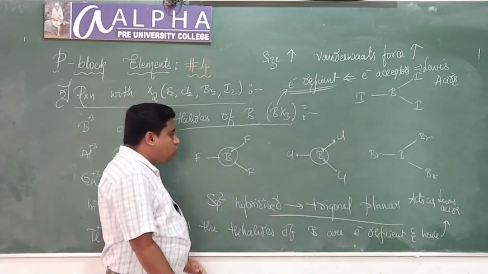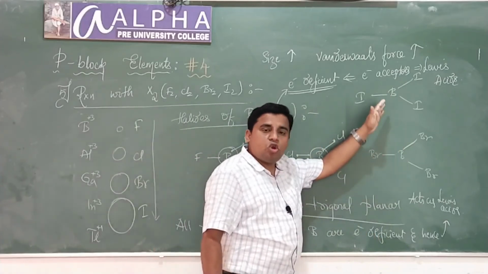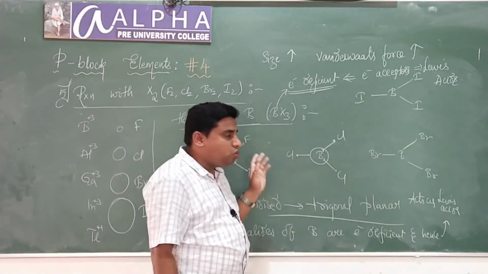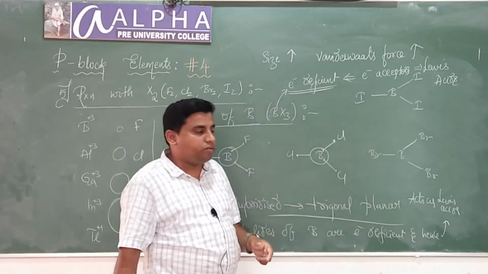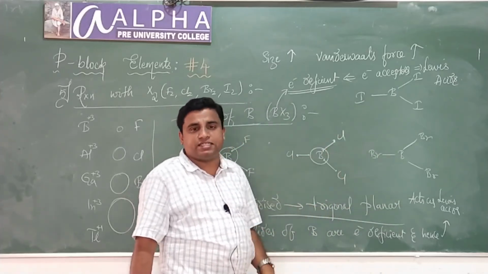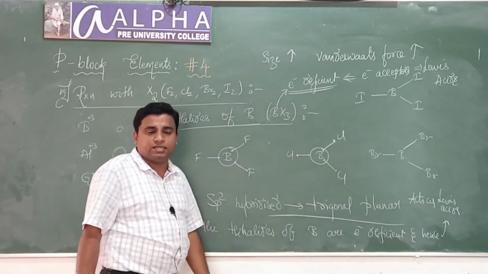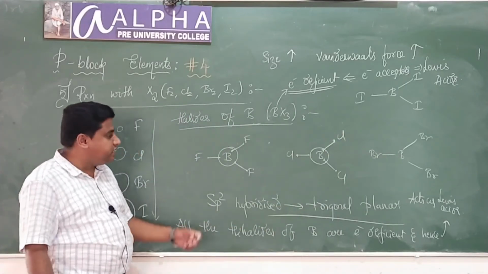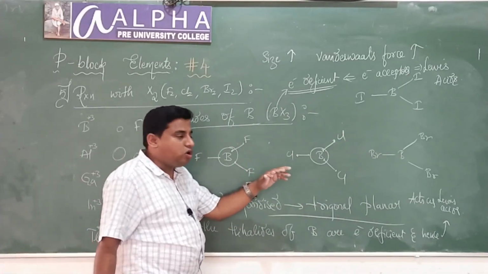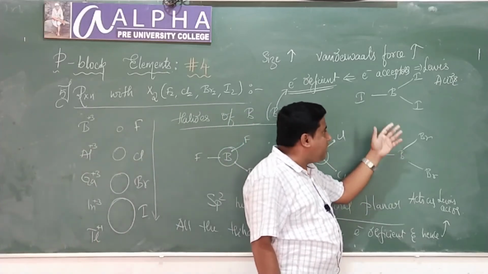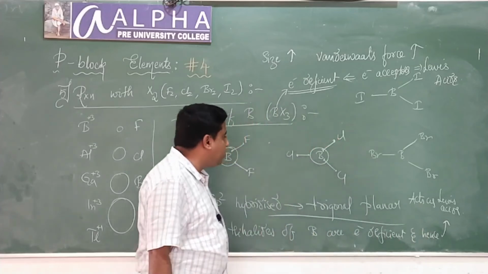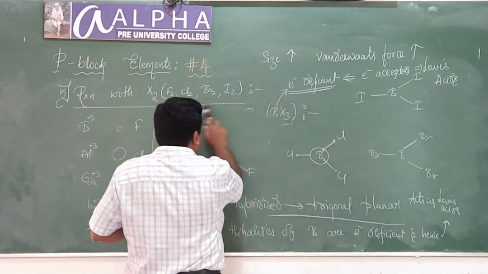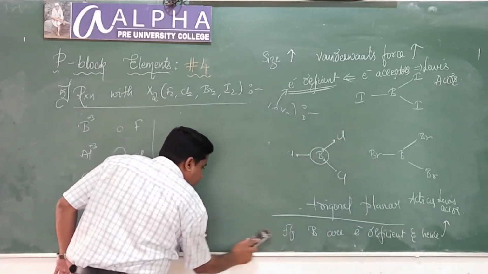Then which among them is a strong Lewis acid? What is the order of acidity among these trihalides of boron? Which is the best Lewis acid? Which is a strong Lewis acid? Is it boron trifluoride or boron trichloride or boron triiodide or boron tribromide? Which one is a strong Lewis acid? Look at the order of acidity here.